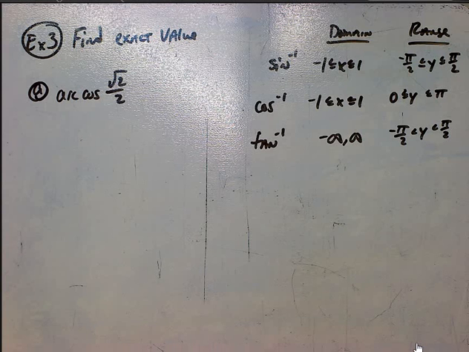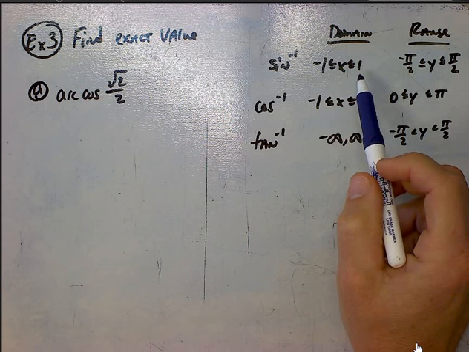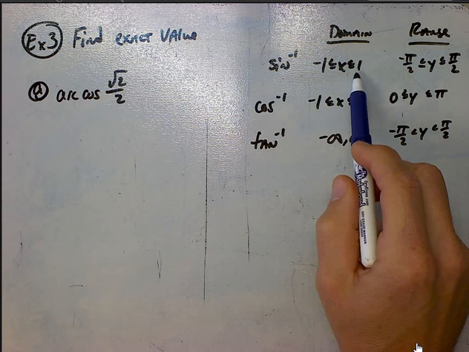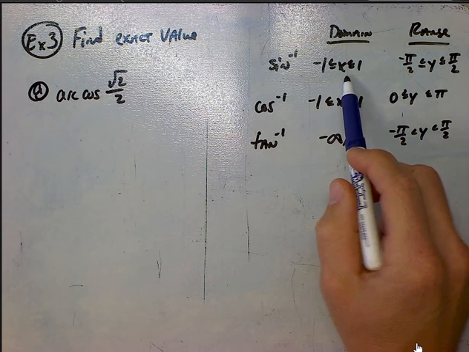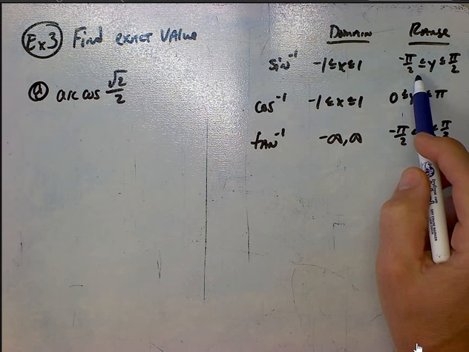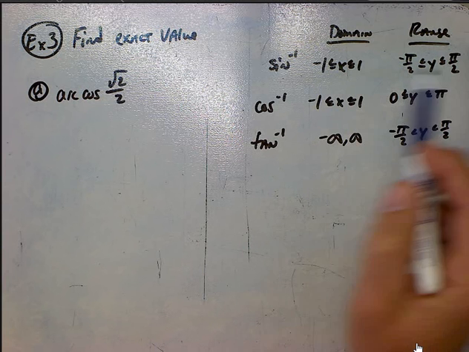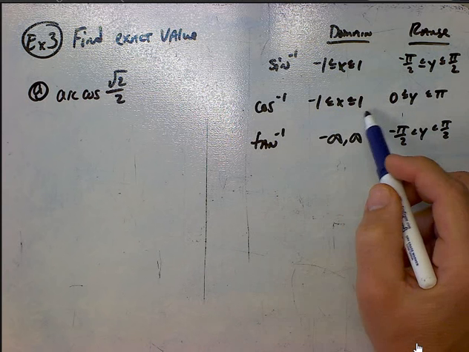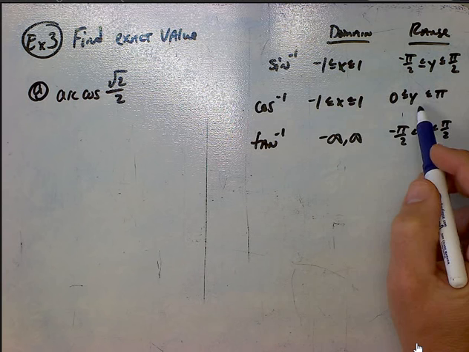Alright, for example 3, we're going to find the exact value. Notice here to the side I summarized what we talked about in example 1. Arc sine has a domain between negative 1 and 1, so I can only find the arc sine of things that are between negative 1 and 1, and it's going to give me an answer between negative pi over 2 and pi over 2. For the arc cosine, again, only find the arc cosine of numbers between negative 1 and 1, but it's going to give me a value between 0 and pi.